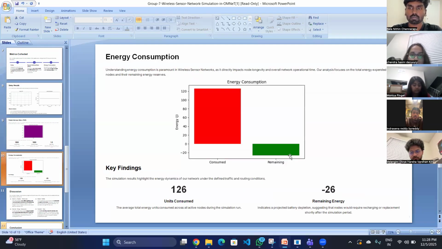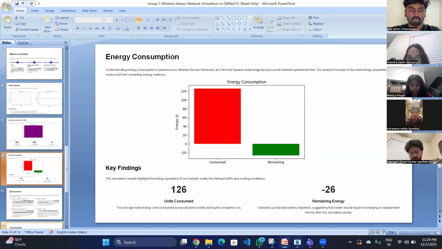And the next slide is energy consumption. Here, energy efficiency is critical in wireless sensor networks because node batteries have limited capacity. On average, each node consumed approximately 126 energy units during the simulation run. Remaining energy values dropped below zero, indicating that complete battery depletion occurred by the end. Radio transmission operations accounted for most of the energy usage compared to computation or routing logic. Both routing protocols showed similar energy consumption patterns under static network conditions.